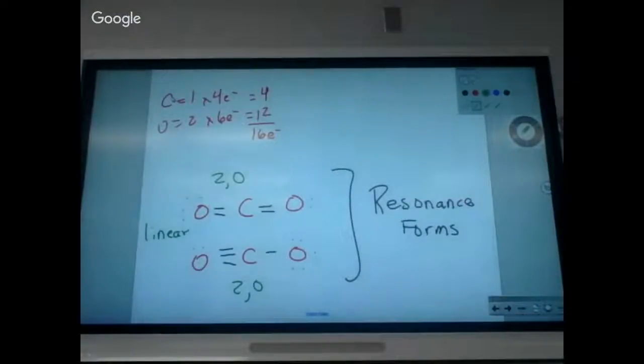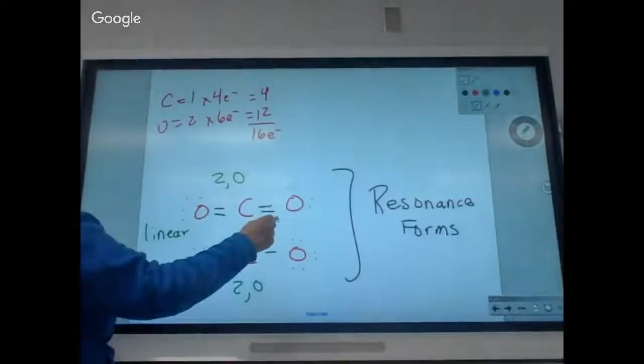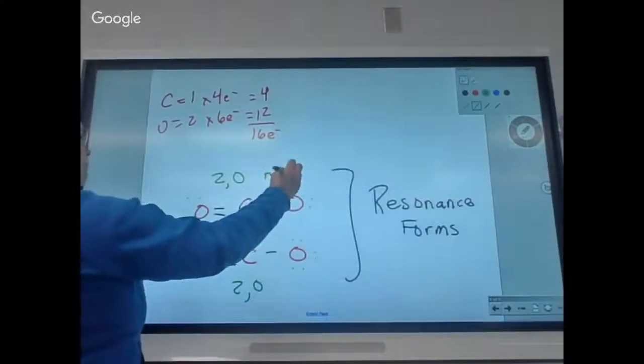Yes. No. All right, let's see. Are the bonds the same? Yes. Are there any lone pairs? No. So what does that make it? Okay.